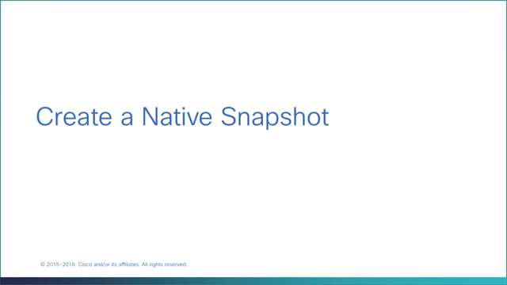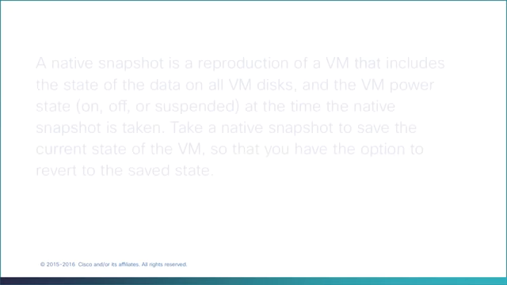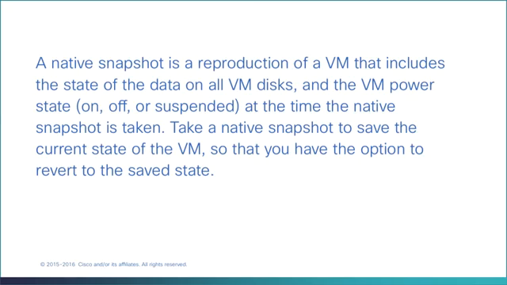Create a native snapshot. A native snapshot is a reproduction of a VM that includes the state of the data on all VM disks and the VM power state at the time the native snapshot is taken. Take a native snapshot to save the current state of the VM, so you have the option to revert to the saved state.